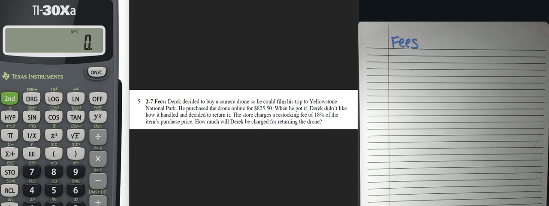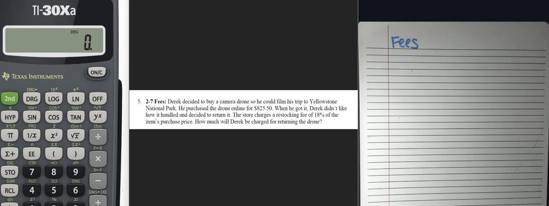So in this example, Derek decided to buy a camera drone so he could film his trip to Yellowstone National Park. He purchased the drone online for $825.50. When he got it, Derek didn't like how it handled and decided to return it. The store charges a restocking fee of 18% of the item's purchase price. How much will Derek be charged for returning the drone?